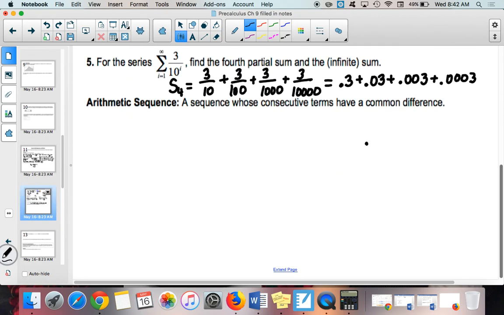So if I have all of those and I line them up, you don't have to do this, but if I'm lining them up like this, do you see what we get? Yeah, we get 0.3333. That's the fourth partial sum. What do we think the infinite sum would be? 0.3 repeating, exactly. So S, which means infinite sum, would be 0.3 repeating, or you could write it as 1/3.